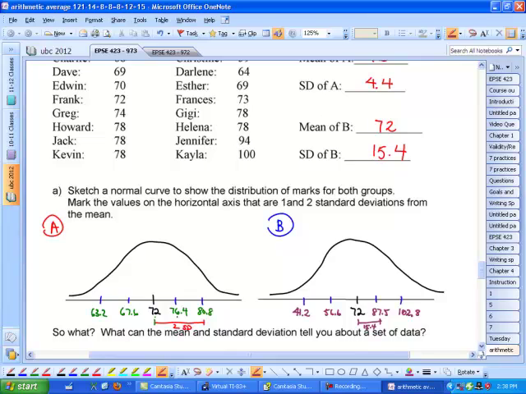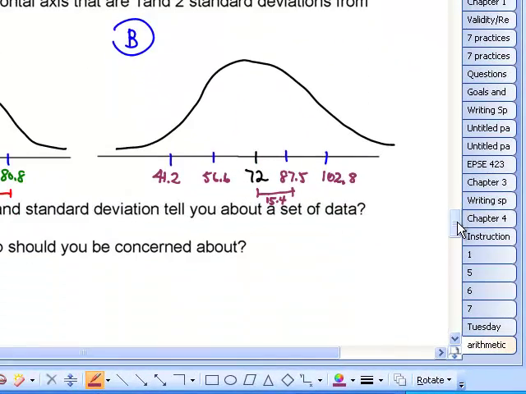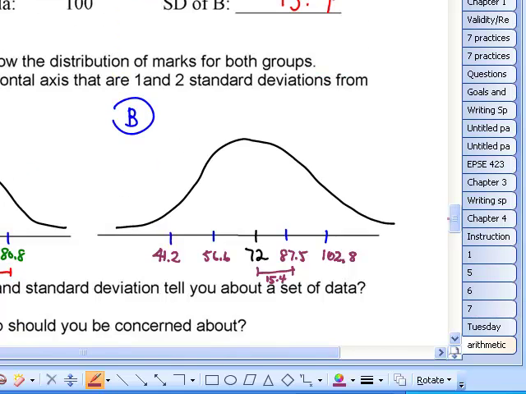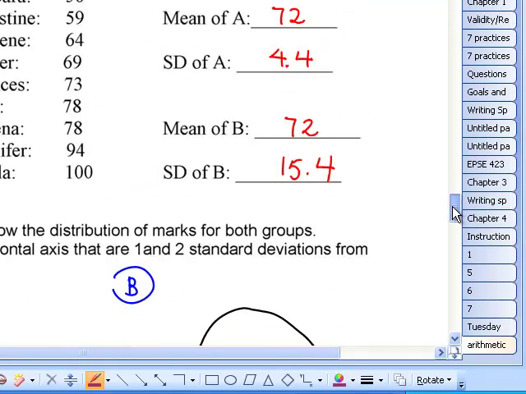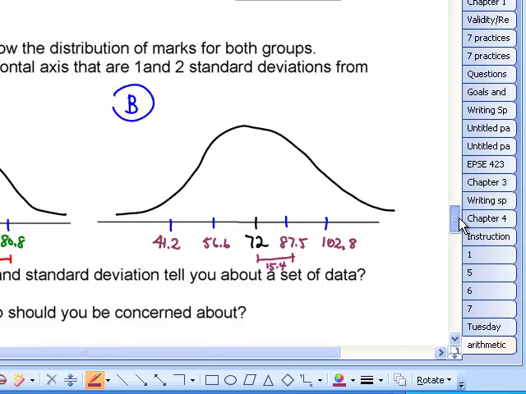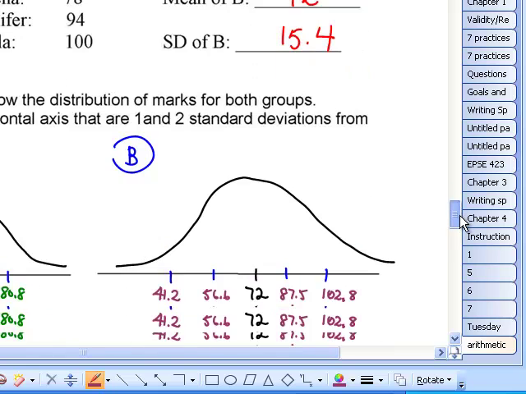So I guess in this case, so what? What can the mean and standard deviation tell you about a set of data? Well, tell me this. Which students in each group should you be concerned about? Well, definitely the ones that are 2 standard deviations away. But I don't think anyone actually is in that region. If you look at group B, is there anyone greater than 102 and less than 41.4? Don't think so. Even in group A, is there anyone bigger than 80.8 and less than 63.2?